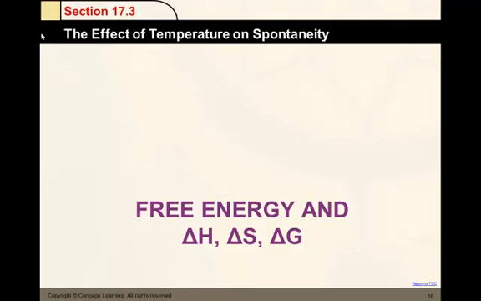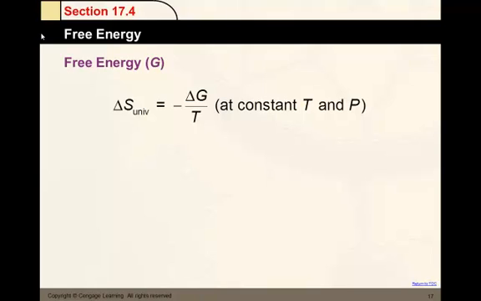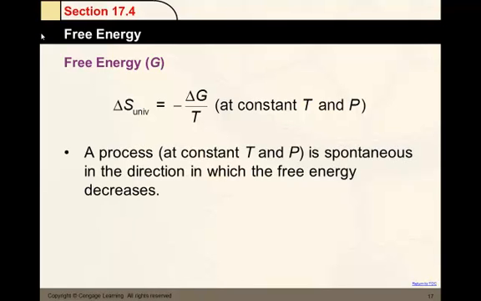G, and delta H, delta S, and delta G. Free energy, which is noted by the symbol G, is really a relationship between randomness and temperature, as you can see here. A process is spontaneous in the direction in which the free energy decreases, or negative delta G. Negative delta G means positive delta S of the universe, because if free energy is given out, the universe can take that energy and become more random with it.